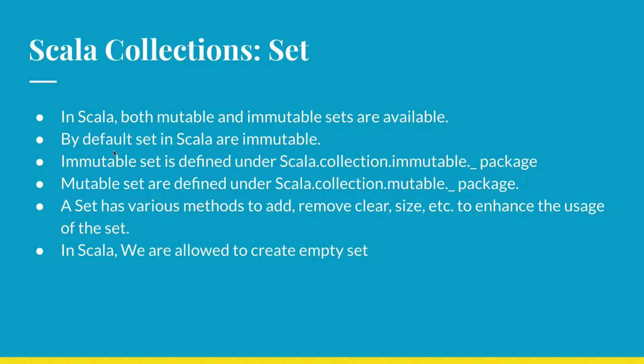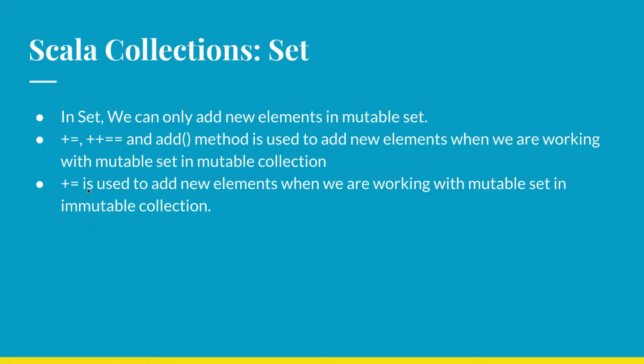An immutable set is defined under scala.collection.immutable, and mutable sets are defined under the scala.collection.mutable package. Okay, now a set has various methods such as add, remove, clear, and size that are also used to enhance its usage. And in Scala, we are also allowed to create an empty set.